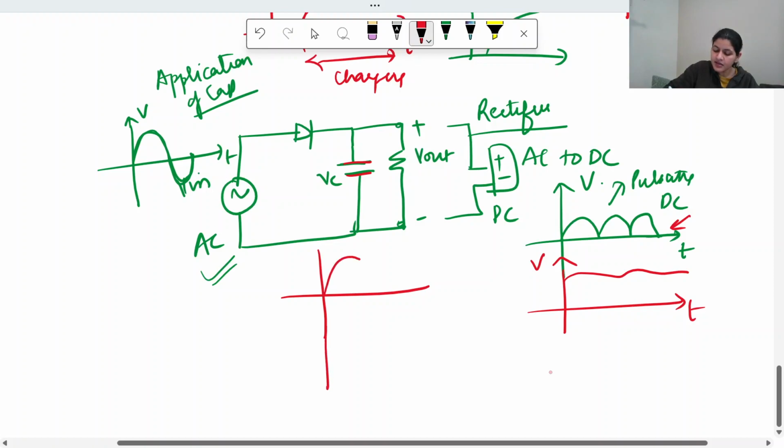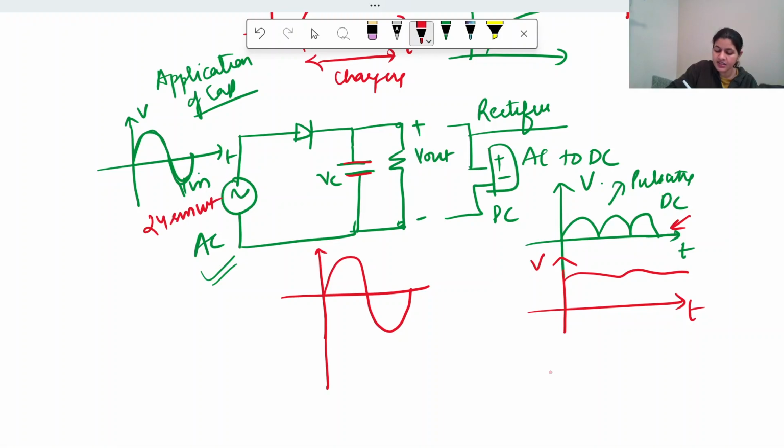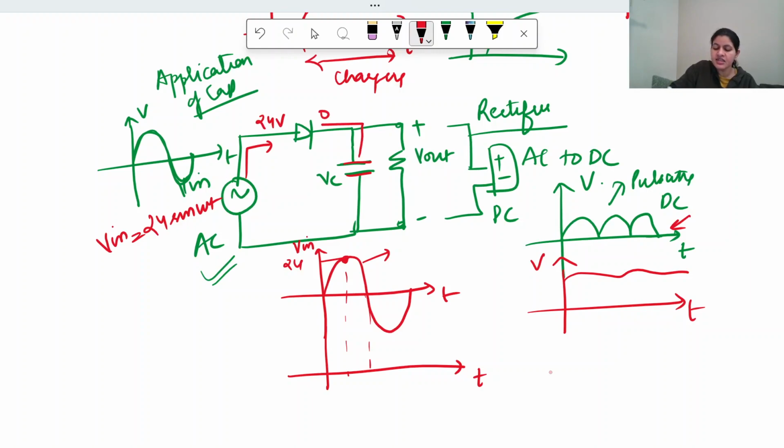What is happening here is this is the input, and let's call it 24 sine omega t. So that is V input, and this is 24, right? This is a waveform which is 24 sine omega t. This is V input, this is T, right? And similarly here also. Until this point, this terminal is giving 24 volt, and from this terminal it is coming 0 because initially the capacitor was discharged.